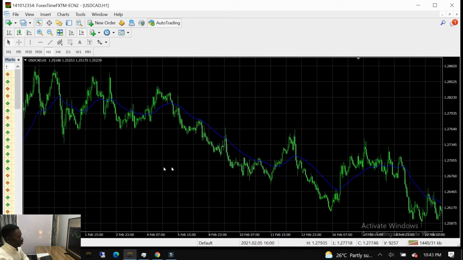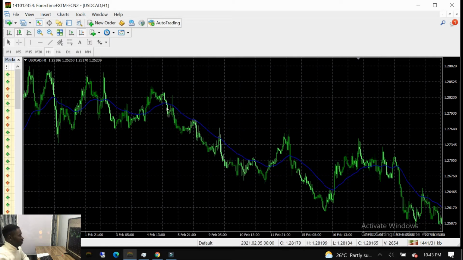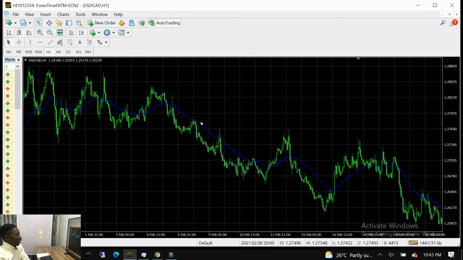Okay, this is a very good sample here. Now look at this area. Price moved down. Is it up to 100 pips? No. What of towards here? Okay, it's just an example. We can't trade because this is not up to 100 pips.